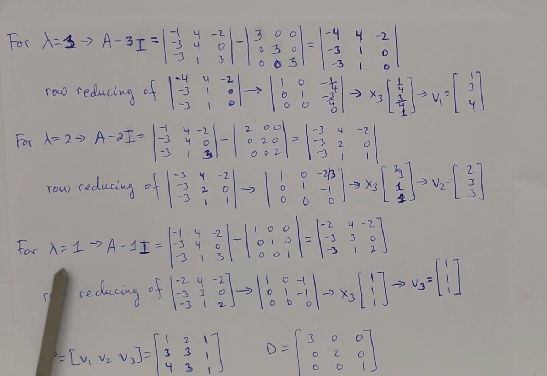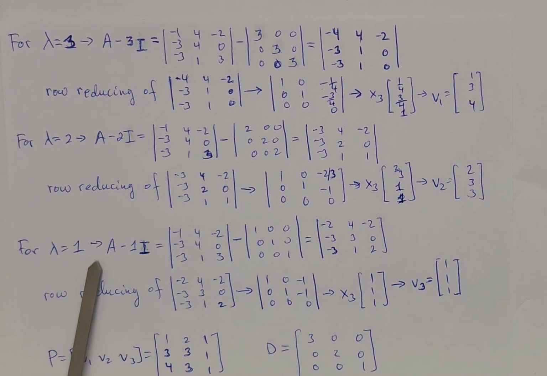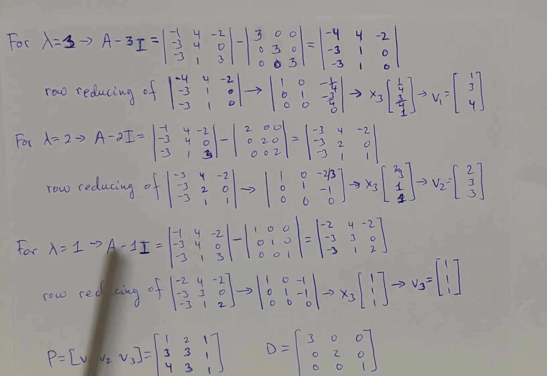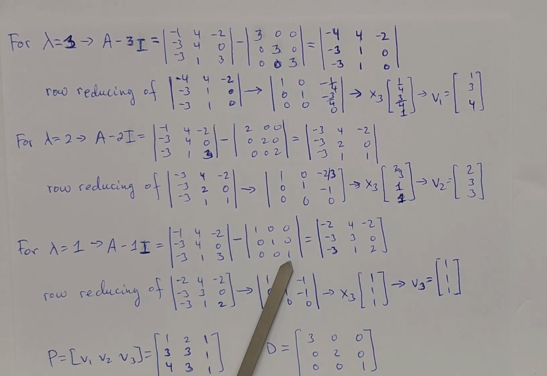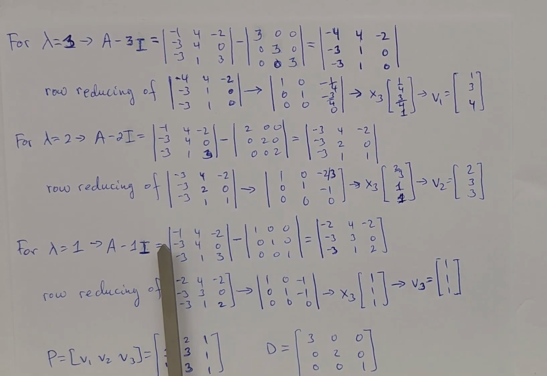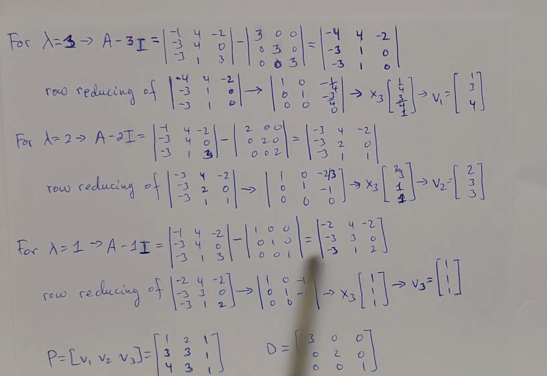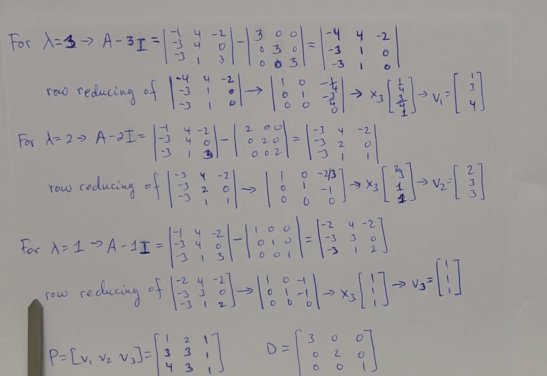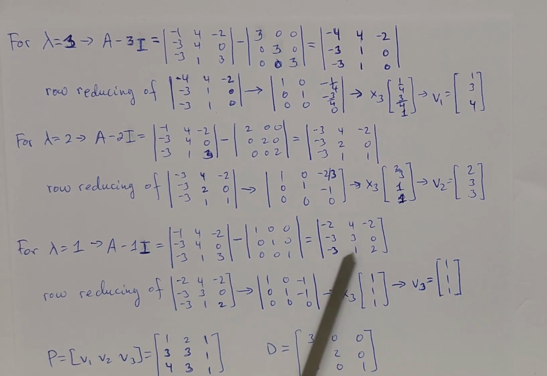Okay, next, the last eigenvalue is this 1. Again, don't put lambda, put 1 in. So only the diagonal gets this 1. Then just subtract across, add across, subtract, add across, which gives me this. Use this matrix and do row reducing. One more time, use this matrix, which I have here, and row reduce it.